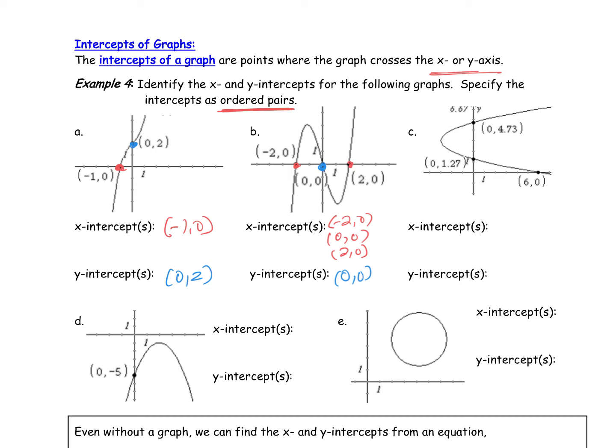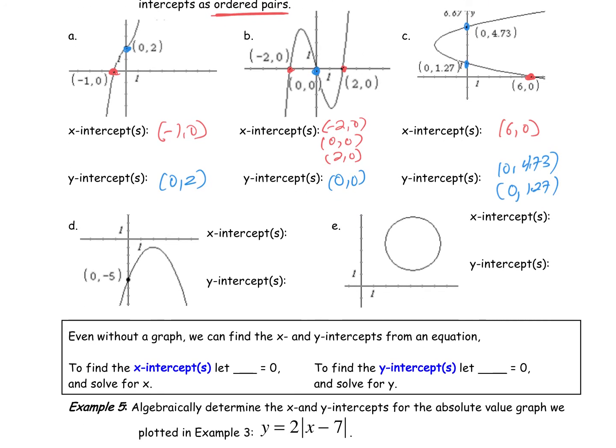Okay, in our next graph, we're going to look for x-intercepts again and y-intercepts. So the x-intercept here is the ordered pair 6, 0. And the y-intercepts, there are 2 in this graph, are the 2 points where the graph crosses the y-axis, and those are 0, 4.73 and 0, 1.27.